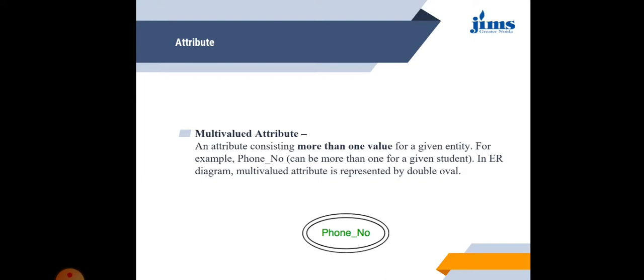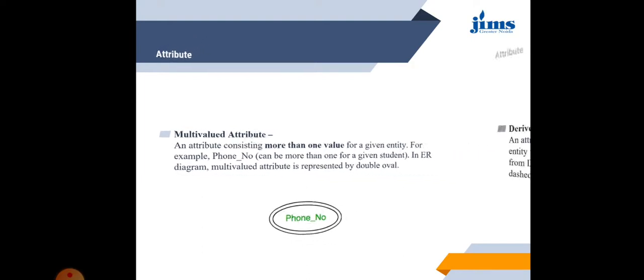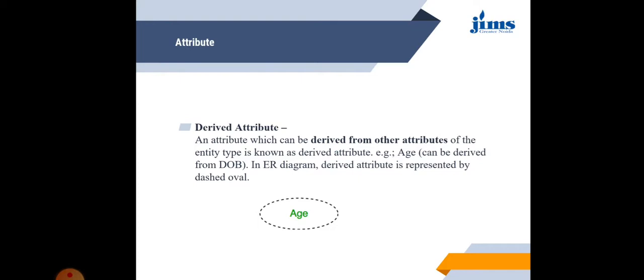Now next one is the multi-valued attribute. It is an attribute consisting of more than one value for a given entity. For example, there can be more than one phone number for a given student. In the ER diagram, a multi-valued attribute is represented by a double oval. Then the derived attribute. An attribute which can be derived from other attributes of the entity type is known as a derived attribute. For example, age can be derived from date of birth. In the ER diagram, a derived attribute is represented by a dashed oval.